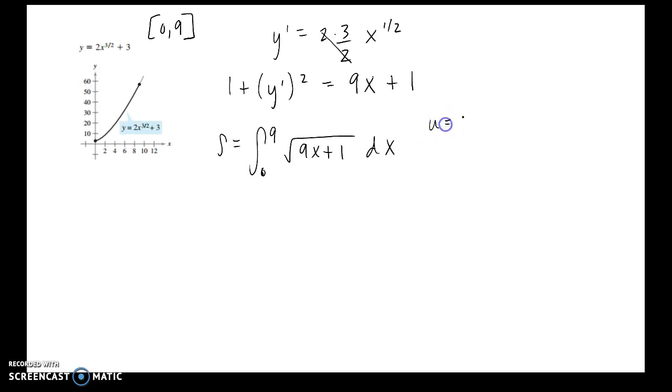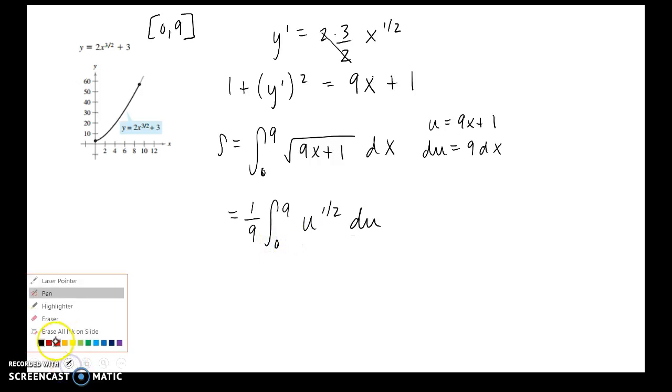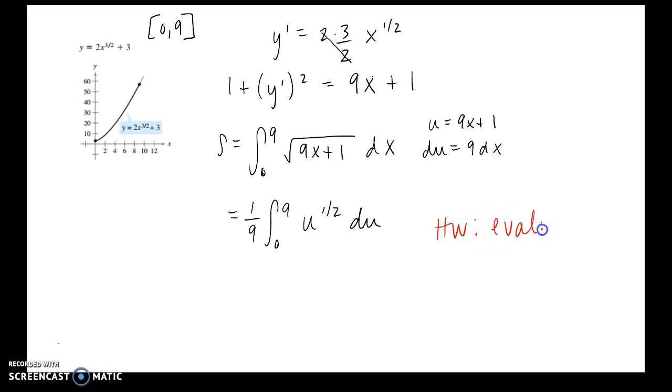Okay, another u substitution. u would be 9x plus 1. du is 9 dx. So my arc length would be 1/9 the integral from 0 to 9 of u to the 1/2. Okay. So complete those two problems for me. Evaluate those answers to find the arc length.